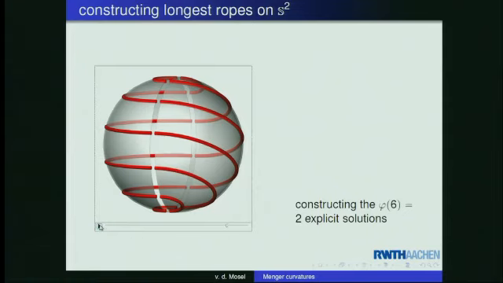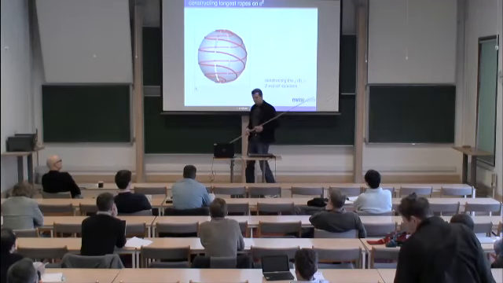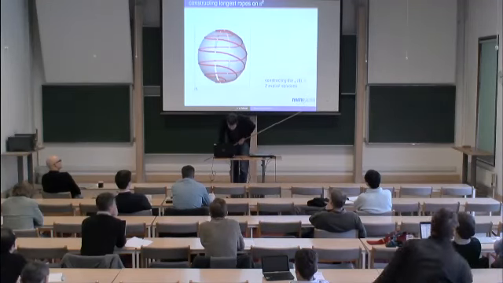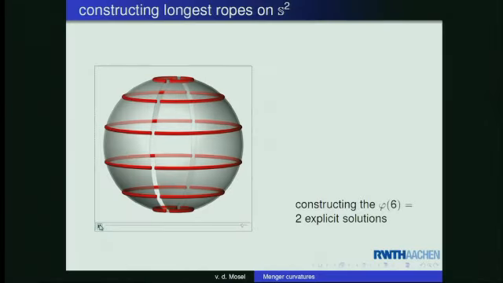Sorry, part of the definition of your problem is you wanted a connected curve? Yes, just one connected curve. One longest rope. Okay, so this is the explicit construction, and this fact that for these thicknesses you can really fill the sphere is the key point to proving uniqueness.